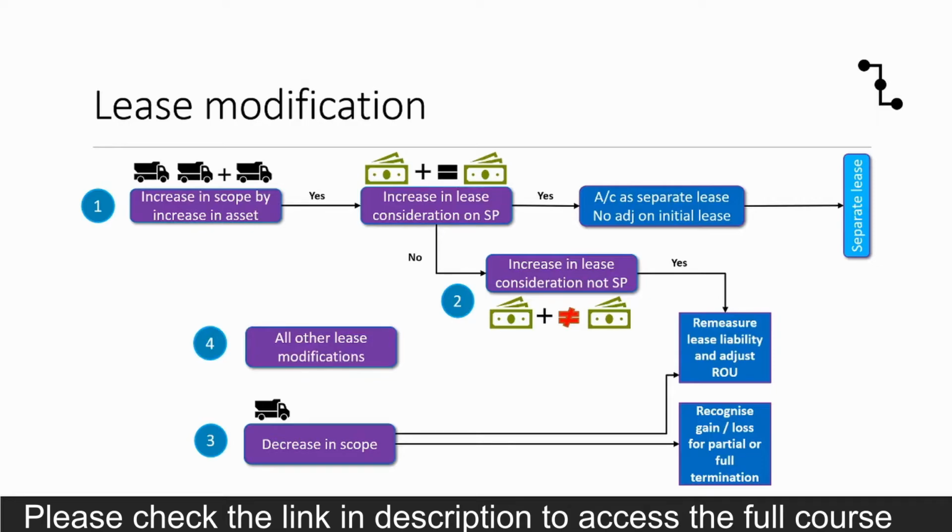For example, the lessee later decided to increase the lease period or revise the lease rent. In that case, we need to remeasure the existing lease liability and ROU. Means only the first category will be treated as a separate lease contract and all other categories will be treated as a modification in the existing lease contract. We will now take some examples to understand how to implement these modification guidance.